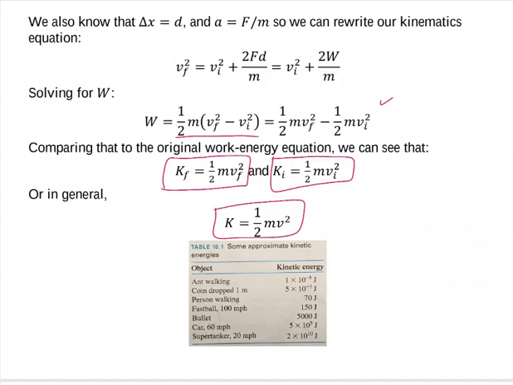A car going 60 miles per hour. Yeah, so now we have some approximate kinetic energies. We have an ant walking. The kinetic energy is 10 to the negative 8th joules. A coin dropped from 1 meter would have 5 times 10 to the negative 3rd joules. Person walking, 70 joules. A fastball at 100 miles an hour, 150 joules. A bullet, 5,000 joules. A car at 60 miles an hour, 5 times 10 to the 5th joules.